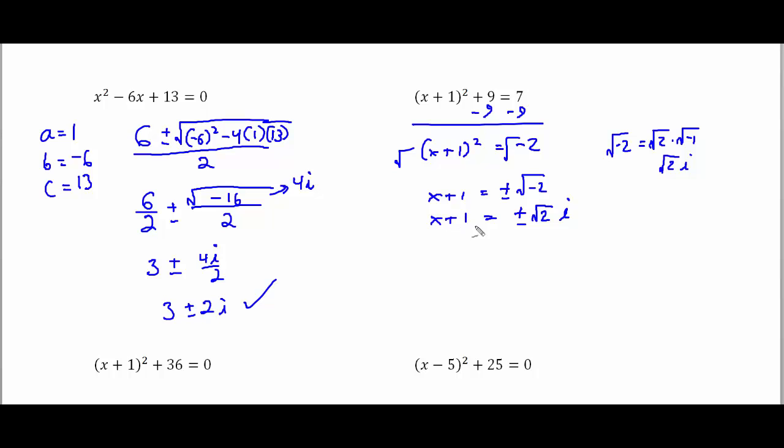Well, I'm going to have to move that 1 over. I'm going to subtract 1 from both sides, and that 1 is going to go in front because we like to write our rationals in front, then our irrationals, then our imaginary numbers. And that's the answer to the fourth problem. 2 more problems to go. So here they are.